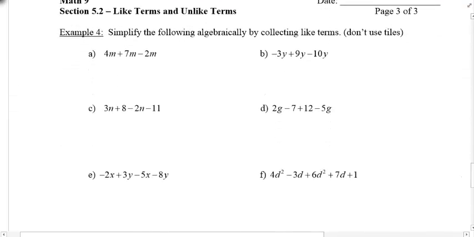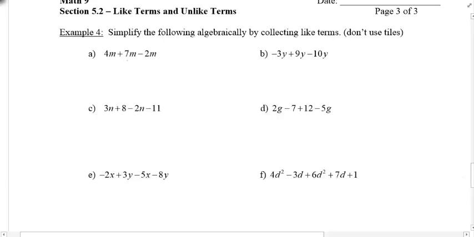So now I'm going to ask you to simplify the following algebraically by collecting like terms. If you want to use algebra tiles to show the visual, you can, but I'm hoping that by this stage you can get away from that. You're going to have to know both, but in higher grades I'm hoping you don't have to draw pictures every single time.